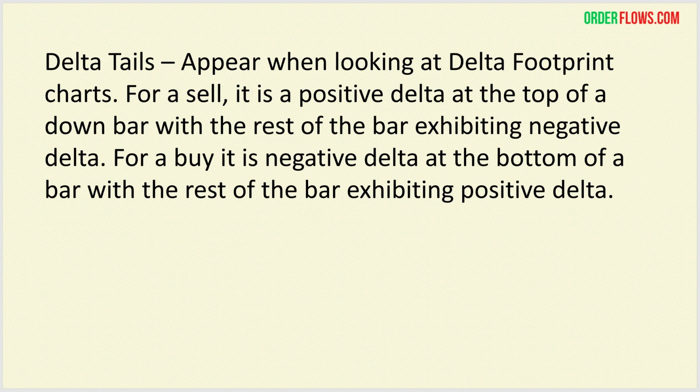All right, so delta tails. Now, delta tails is something that you'd have to look at a delta footprint chart. And I talked about that in an earlier lesson, the delta footprint chart. A delta tail is going to appear on a sell when there's a positive delta at the top of the down bar and the rest of the bar is all negative delta, or for a buy when there's negative delta at the bottom of a bar with the rest of the bar exhibiting positive delta.